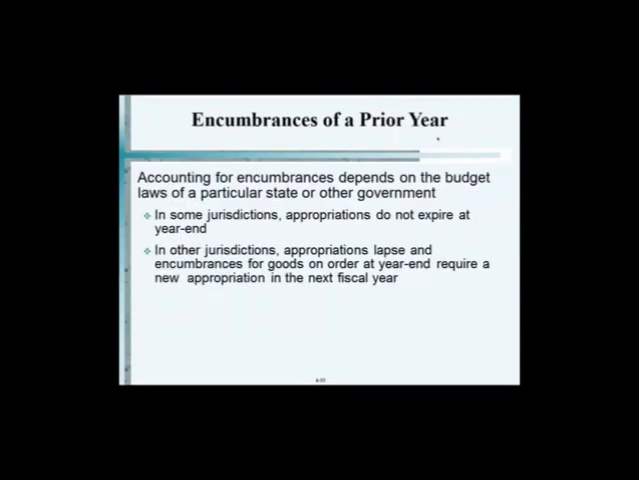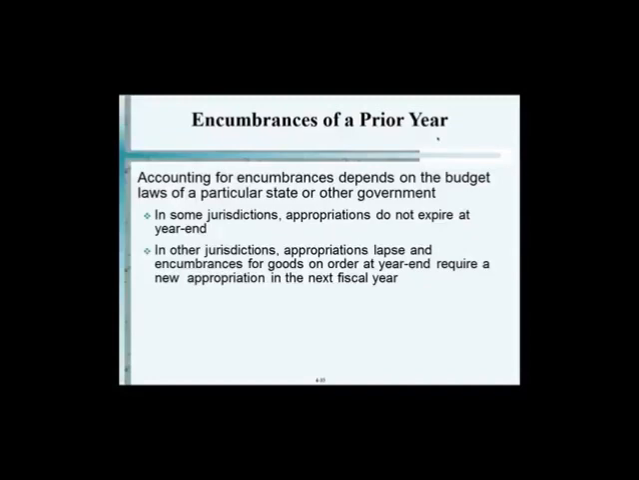Encumbrance of a prior period, I wouldn't be concerned too much about this. This is what happens. December 27th, you order some supplies. Everything's closed. You send out the purchase order, debit encumbrance for 1,000, credit encumbrance outstanding. The year finishes on December 31st. What happens? 2014, next year is 2015. What do you do now? There's an encumbrance which says debit encumbrance $1,000 and credit encumbrance outstanding 1,000, 2014.